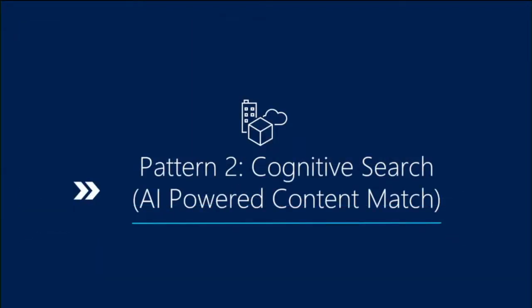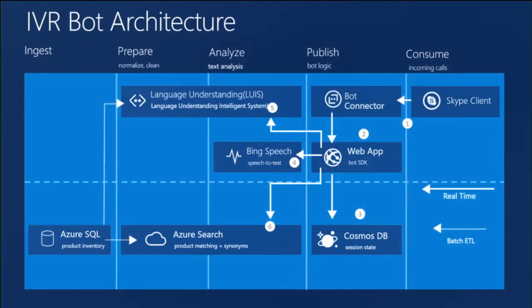So here's the second pattern that we wanted to talk about. Remember the demo I gave you about 10 minutes ago, which was around the IVR bot, the interactive voice response bot. That made us start thinking about a second pattern in cognitive search. We're calling it AI-powered content match. But before we go much deeper, let's figure out what that bot was doing.